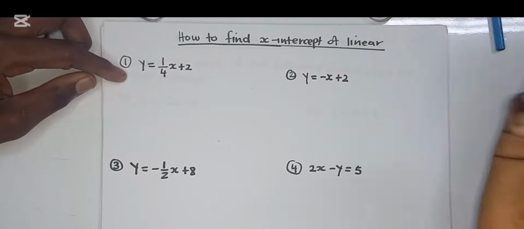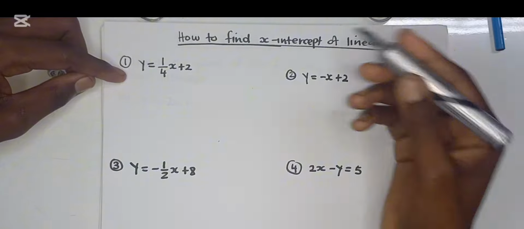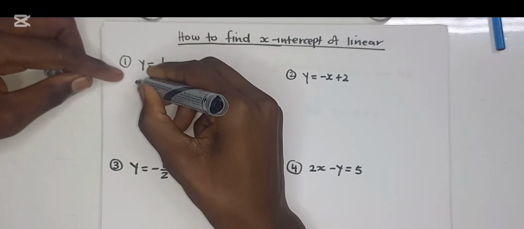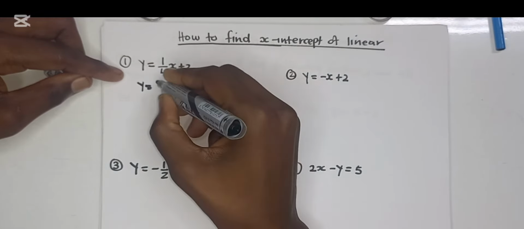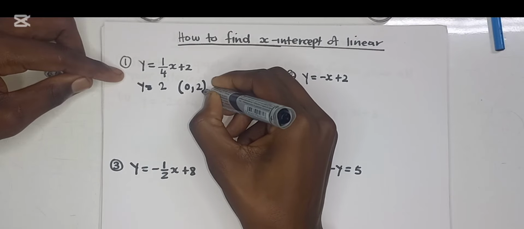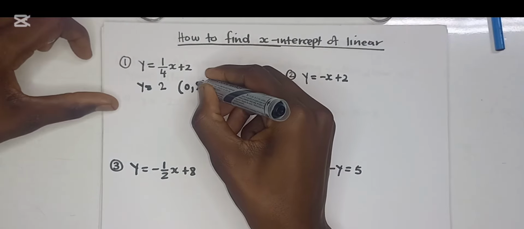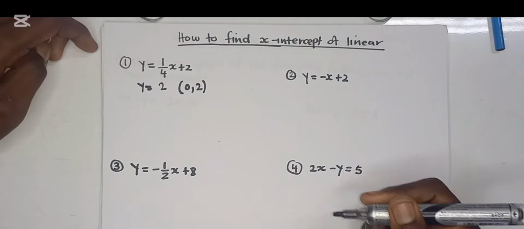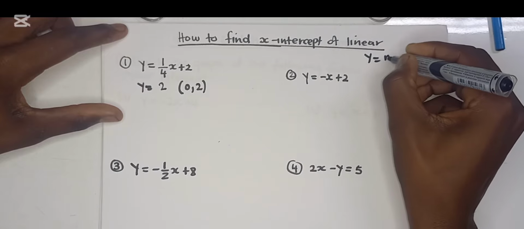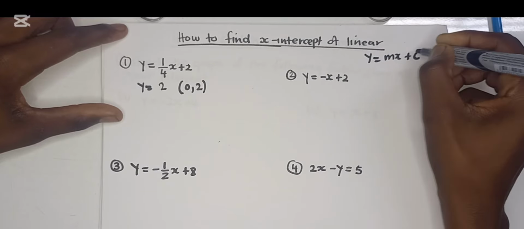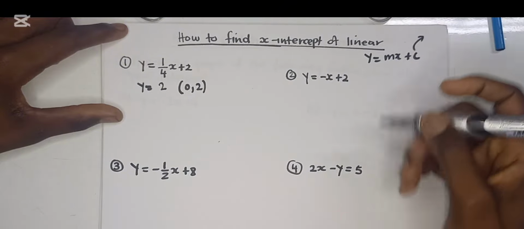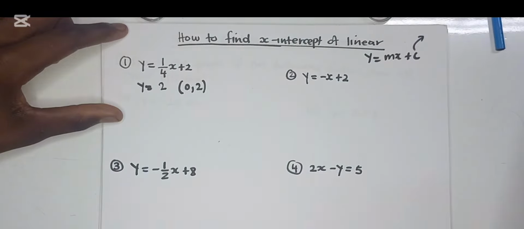Let me start with the y-intercept, which we can see here. The y-intercept is 2, so y is equal to 2, and the coordinate is 0 and 2. But we're not mostly interested in this one because you can see the y-intercept there. Remember, our straight line is y equals mx plus c. The value here, c, is always your y-intercept, so we don't need to calculate it.